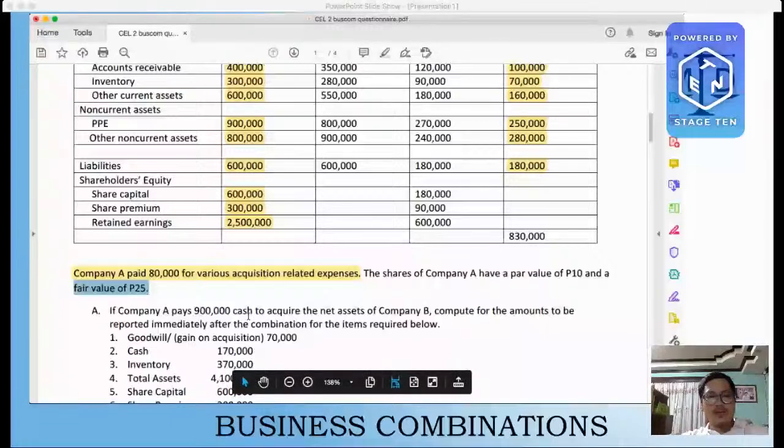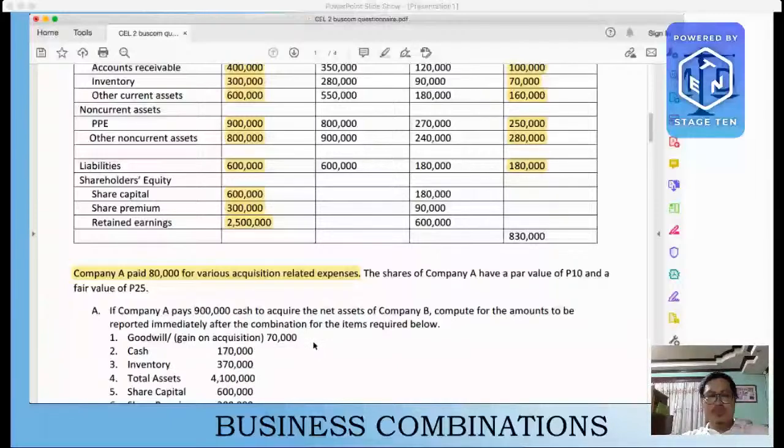of the net assets. Before, in scenario A, the consideration is 900,000 and the resulting goodwill is 70,000. So if there's a goodwill of 70,000, that means the fair value of the net assets must have been 830,000. I hope you're able to follow. Instead of recomputing for the fair value of the net assets, knowing that the fair value of net assets would just be the same, I'm just working back the amount just to prove.